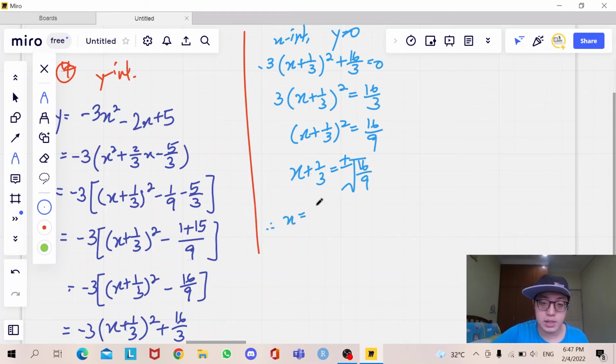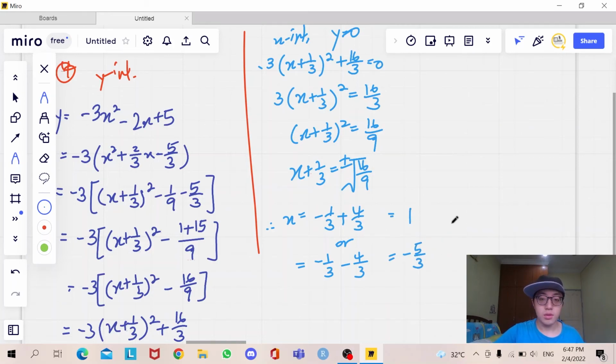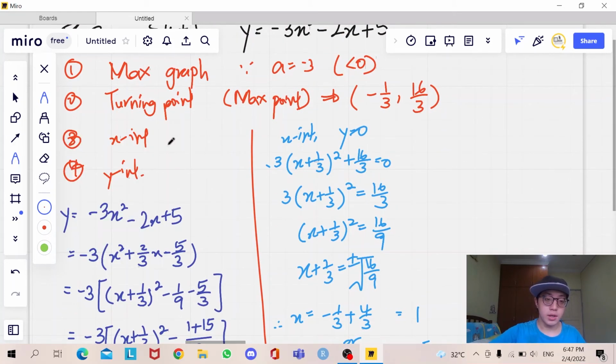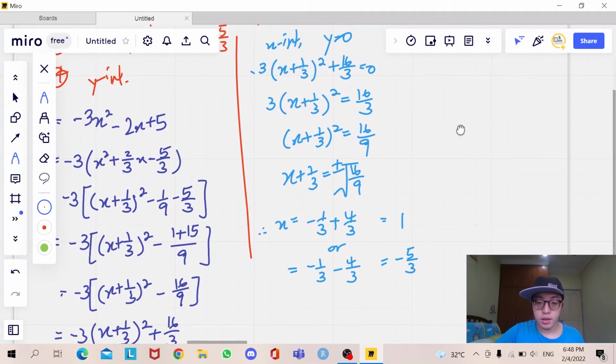Therefore, you get x equals negative 1 over 3 plus 4 over 3, or equals negative 1 over 3 minus 4 divided by 3. And this one, you will get 3 divided by 3, which is equal to 1, and this will be equal to negative 5 over 3. Okay, so from here, you can write down your information here. X-intercept, you get x equals 1, x equals negative 5 over 3. All right, negative 5 over 3.